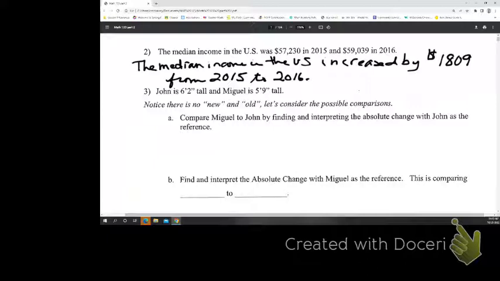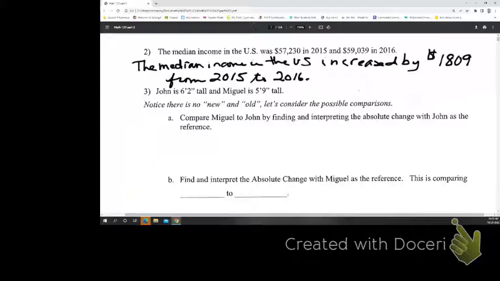Now, in this case, we knew that it was an increase because for 2015 and 2016, we know which one is the newer amount, because 2016 came after 2015. And the original or the oldest thing is the base or the reference. When there's nothing that's new or old, then we have to compare with the person, like these people in this case, who are going to be given with their names.